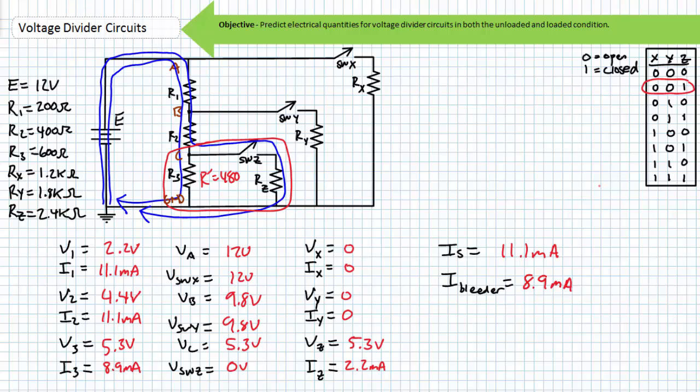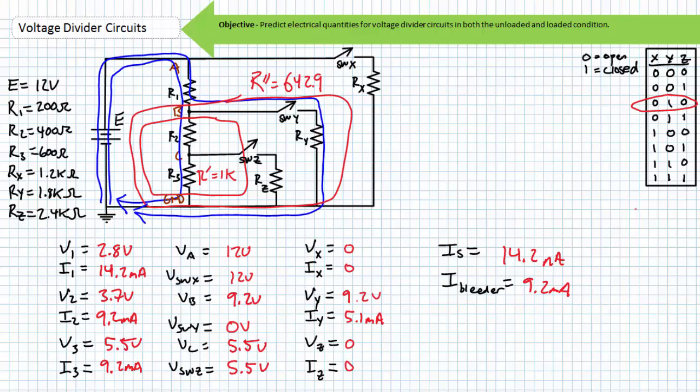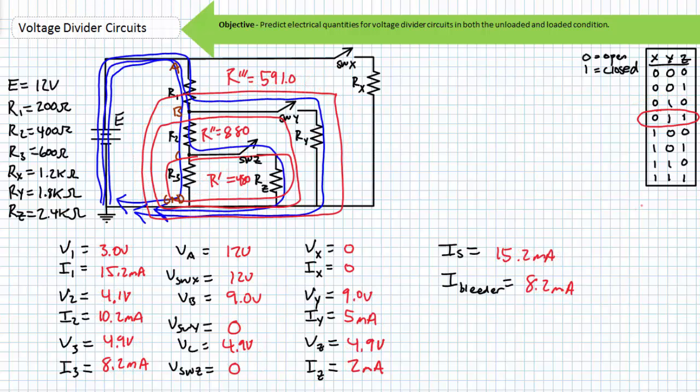Our second scenario, in which only switch Z is closed, one would expect to observe the following values. For our third scenario, in which only switch Y is closed, one would expect to observe the following values. In the fourth scenario, when both switch Y and Z are closed, one would expect to observe the following values.